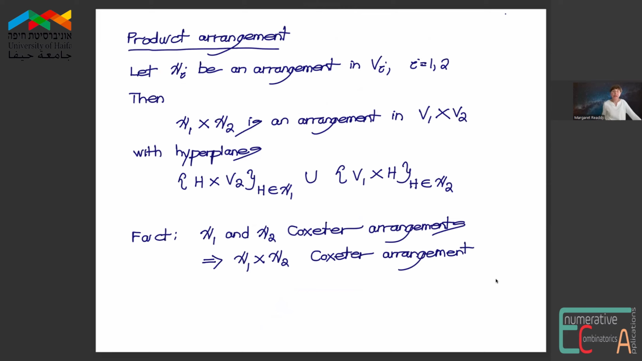Something else that we're going to need is the notion of the product arrangement. If H_i is an arrangement in your space V_i, we have a notion of a product of two arrangements. The thing that's going to be important for us is that if you have two Coxeter arrangements, their product is also going to be a Coxeter arrangement.